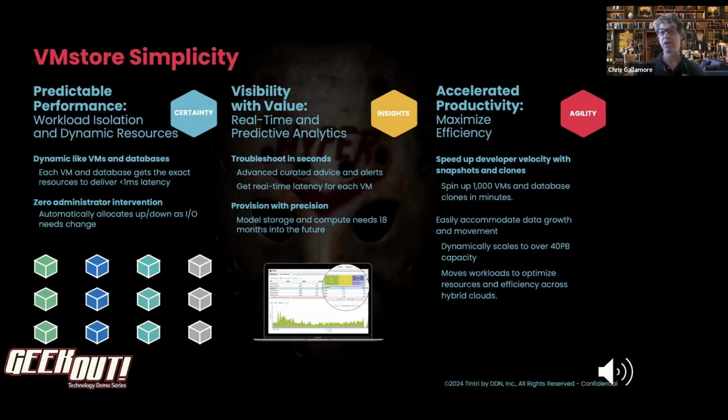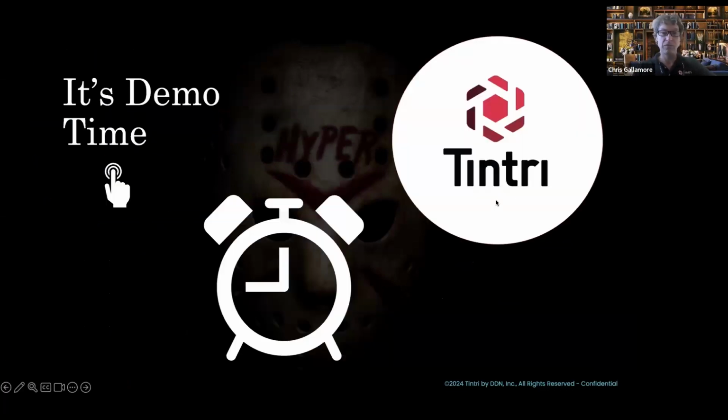And of course, it accelerates your productivity by giving you time back in your day. Whether it's DevOps or setting up a test environment, tearing it up, putting it down, doing backups, all those things become much simpler when you're working with a logical object like a VM versus a LUN, which is an abstract object. Those are the key VM store differentiators. So let's go to the demo.